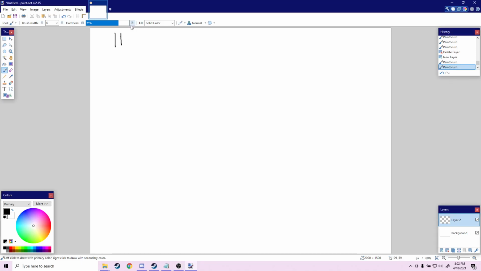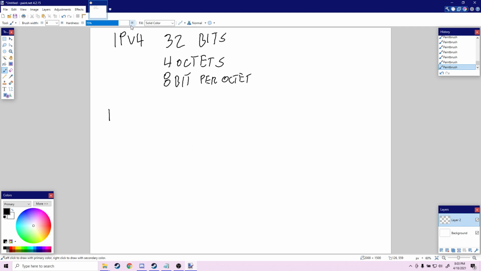So in IPv4, you have 32 bits, 4 octets, and you have 8 bits per octet. Dotted decimal is how it's usually written out.